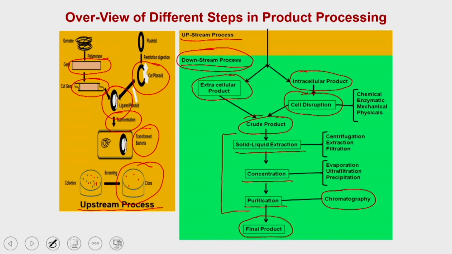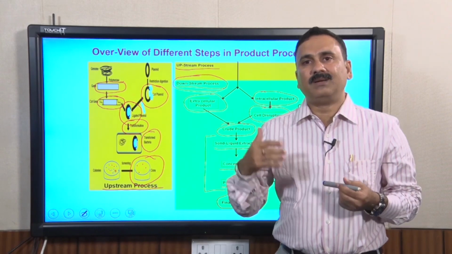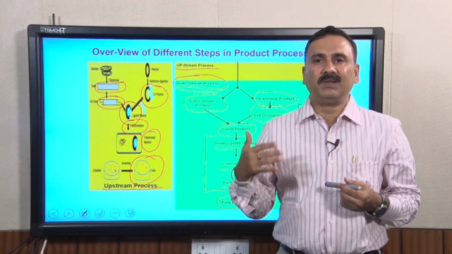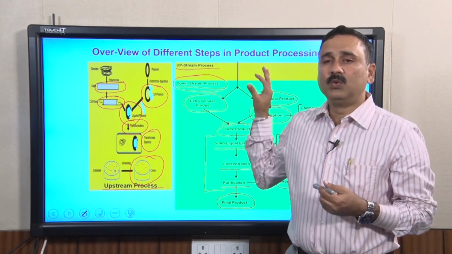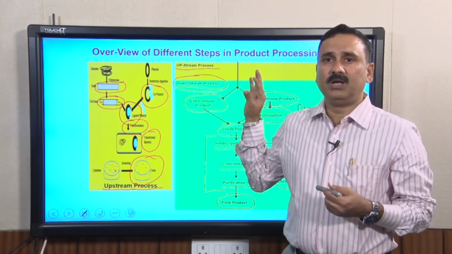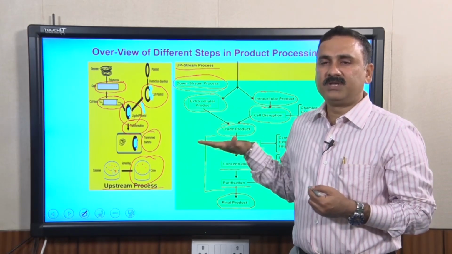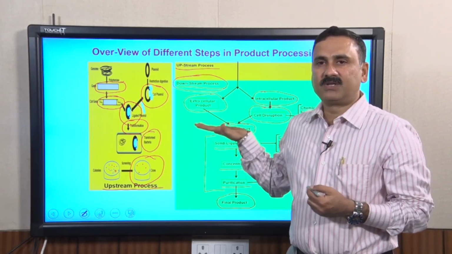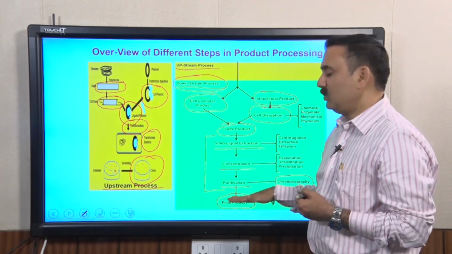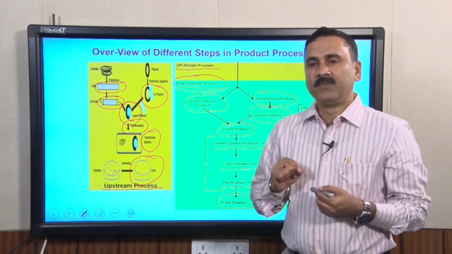So, in this whole step of downstream processing, if the product is intracellular, the first step is that you have to do the cell disruption, and that is what we are going to discuss today. What we are going to discuss is what are the methods you can use for this cell disruption, so that you can get your product into the liquid phase, so that you can use them for the downstream processing events, and then finally you can get the final product.